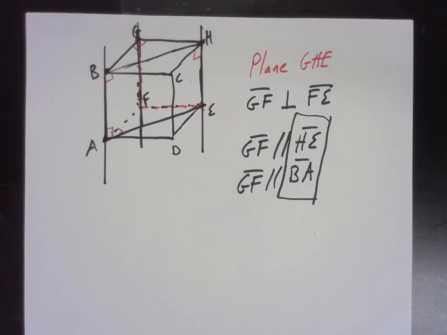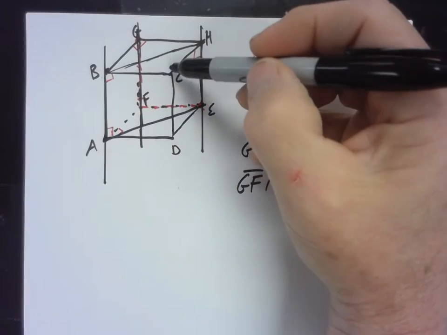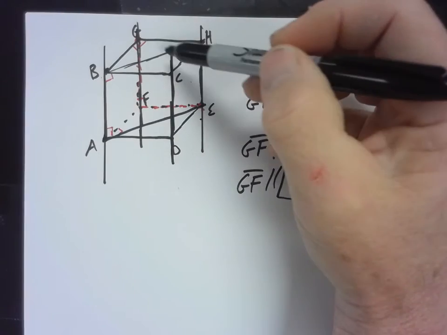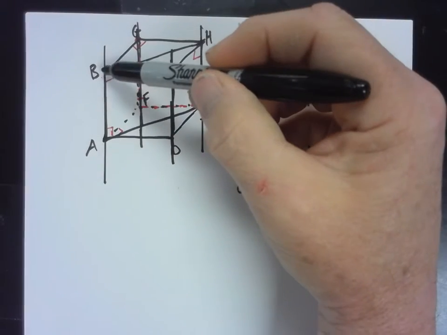Michael, you had a question, I ignored you. What is it? I was just going to ask if CD was also parallel to DF. Yeah, CD, I'd say it's parallel to HE, and it's parallel to GF, and it's parallel to BA.